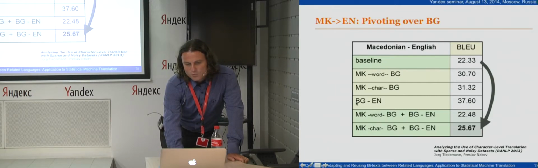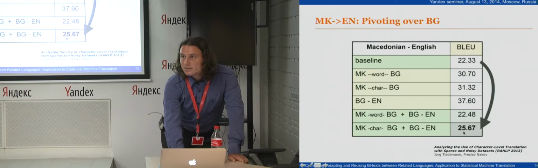And this is the translation for the second step, Bulgarian to English. Sorry, this is just for the translation from Macedonian to Bulgarian, and this is at the character level. And then you take this Bulgarian result and you translate it to English. And this is the quality of the system for the second step. And the result is this. So if you go with Macedonian word level translation to Bulgarian and then to English, this is what you get. It's only a little bit better than just translating directly Macedonian to English. But if you go with the character level translation between Macedonian and Bulgarian, and then this step, you get quite an improvement.